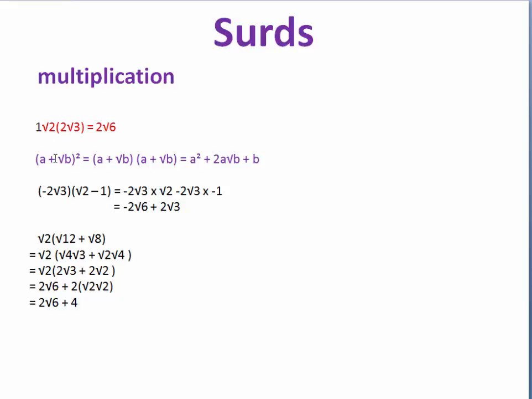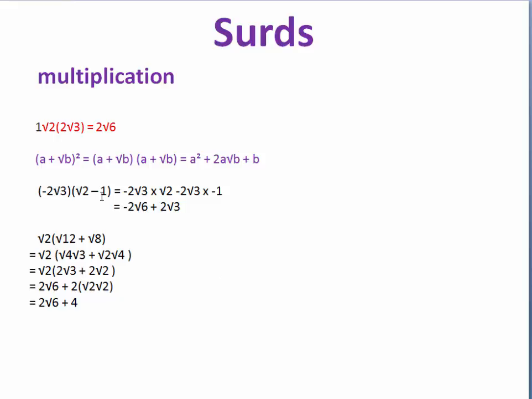However, if we're given this, a plus square root of b squared, do not, I repeat, do not do a squared plus square root of b squared. This is 2 brackets, a plus square root of b multiplied by a plus square root of b, and then we multiply out the brackets, which equals a squared plus 2a square root of b plus b.